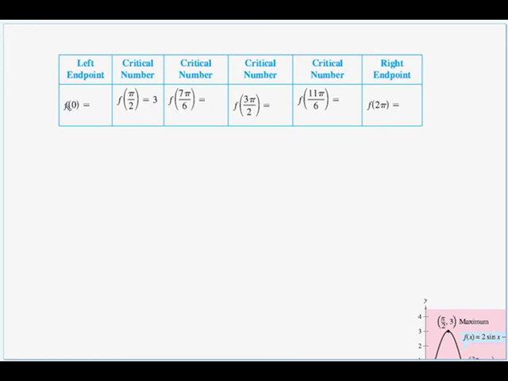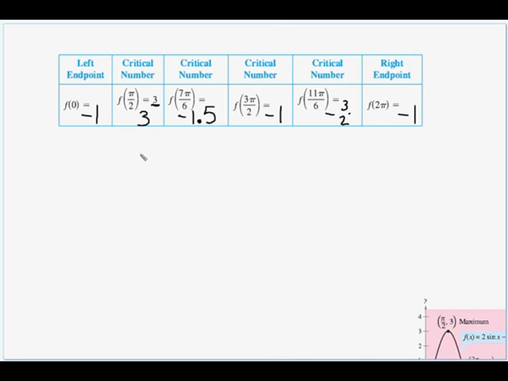So for the left endpoint, when we plug 0 in, the output is negative 1. For pi over 2, I forgot to white it out of the notes, our value is 3. For the 7/6 pi, we get a value of negative 1.5. For 3/2 pi, we get a value of negative 1. For 11/6 pi, we get a value of negative 3/2. And for our right endpoint at 2 pi, we have an output of negative 1.